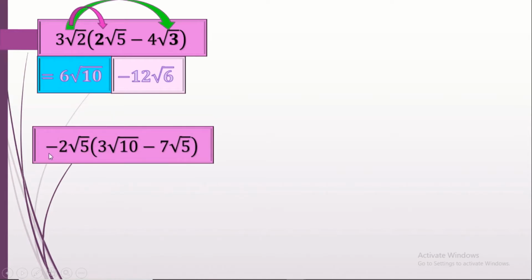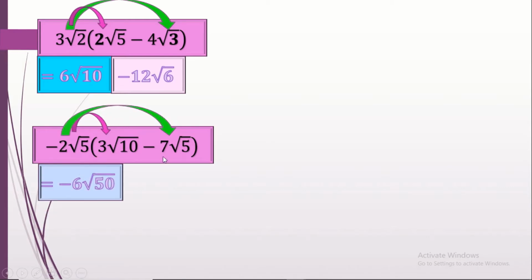Another example, we should multiply here minus 2 radical 5 by both 3 radical 10 and minus 7 radical 5. Here minus times a plus is minus. 2 times 3, 6. Radical 5 times radical 10 is radical 50. Then we can multiply it by minus 7 radical 5. Minus times minus is plus.